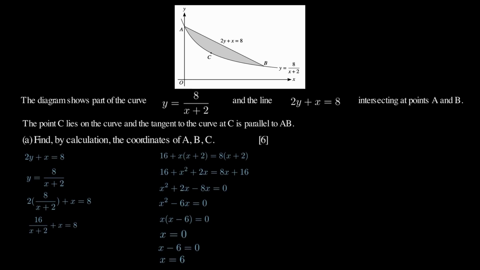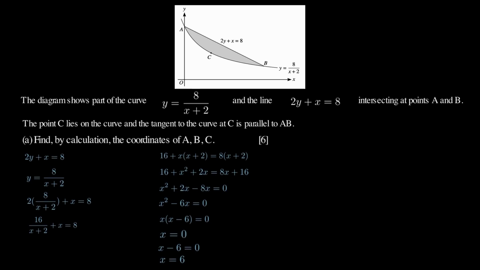Now these x are the x of A and B. We can already see from the figure that the x of A is 0, and we have mathematically shown that it is equal to 0, and x of B is equal to 6. All we need to do now is plug in these values into the curve or the line, which is completely up to us to choose from, in order to find the corresponding y of each one of those points.